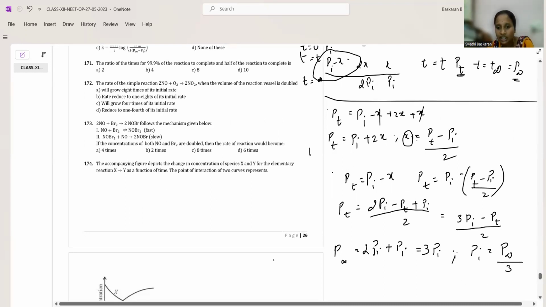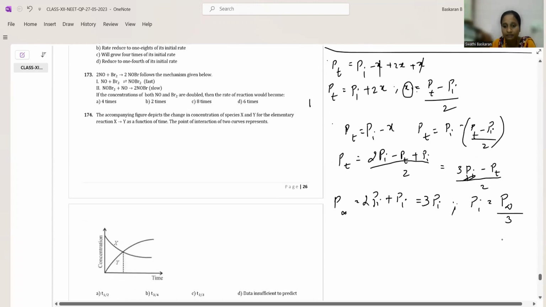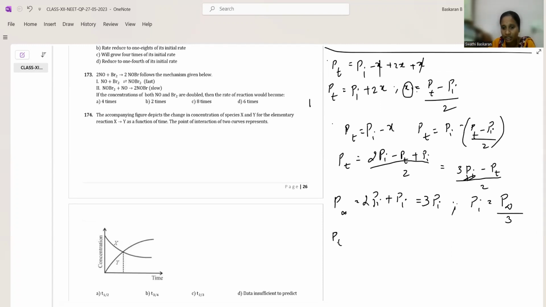Now, in Pt, that is pressure at time t, this is what you have determined the value. Here also you have Pi. So now this Pi value will be substituted by P infinity by 3. So what do you get, students? Here I'll write it for Pt. Pt is equal to 3Pi minus Pt divided by 2, you have got, right? Now in this case you will be substituting P infinity by 3.